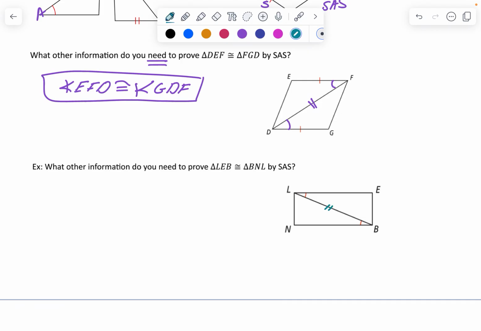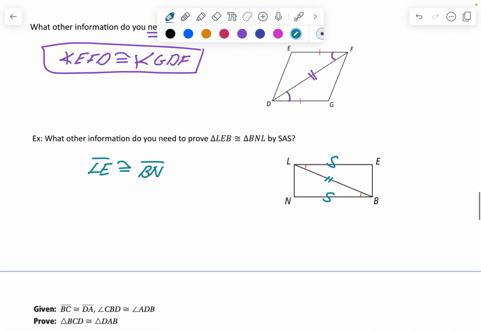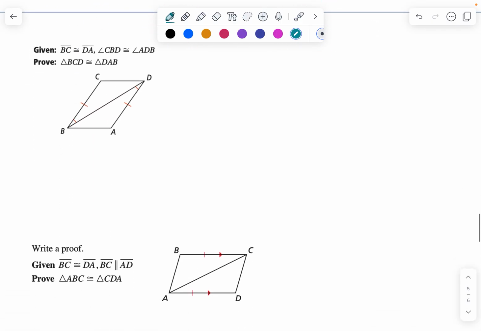Same thing for this one. That's already there. Side, angle, side, side, angle, side. We need those sides. We need to know that LE is congruent to BN. That's what we need. All right, so now we're going to do proofs.